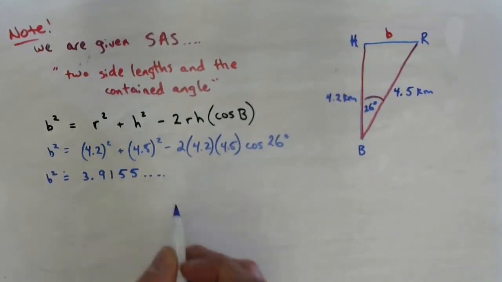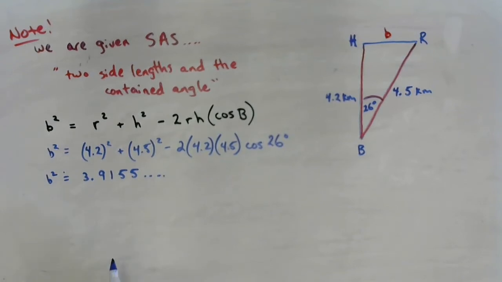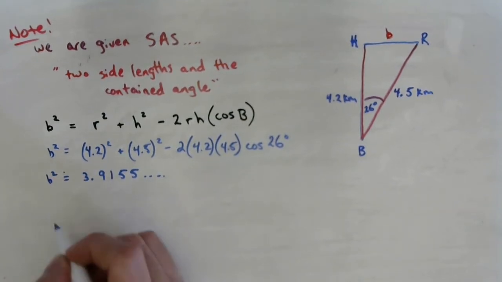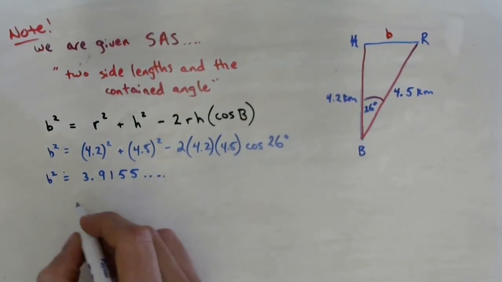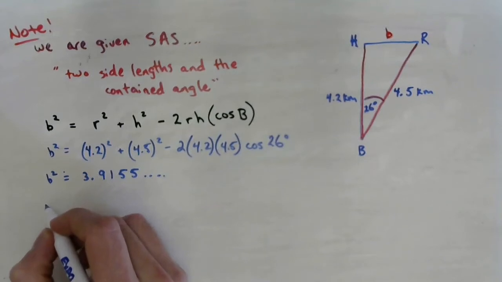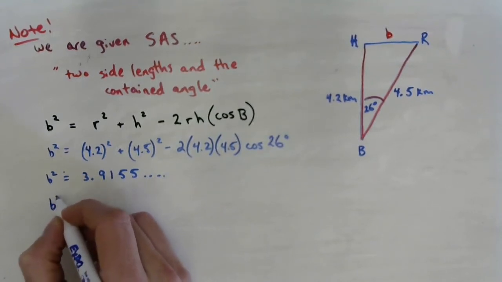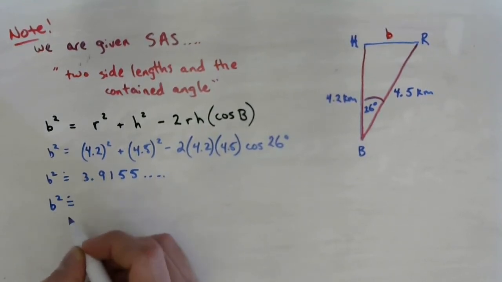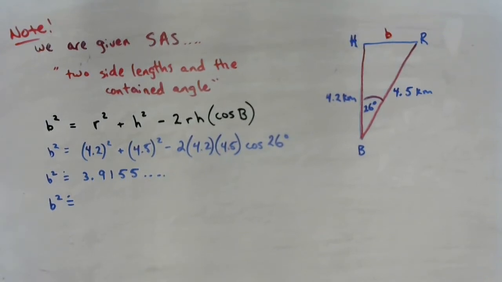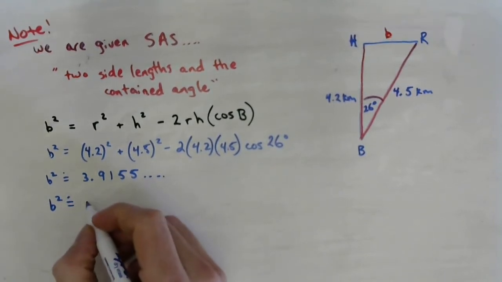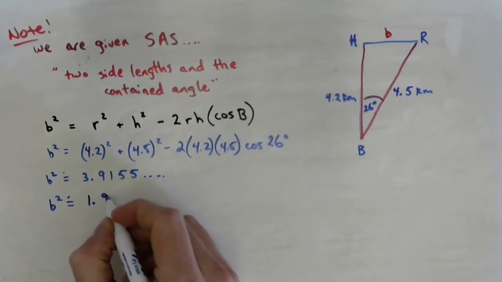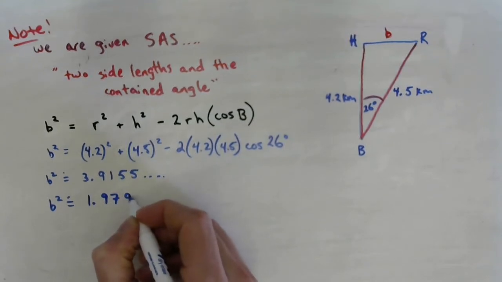What I end up with there is that b squared equals 3.9155, and I'm just going to put dot, dot, dot. That tells my teacher that I'm not rounding it. I'm going to store that in my calculator in order to square root both sides. When I do that, I'm just going to hit second function, square root, second function, answer. That brings in my stored solution from last time. And I get approximately 1.979.